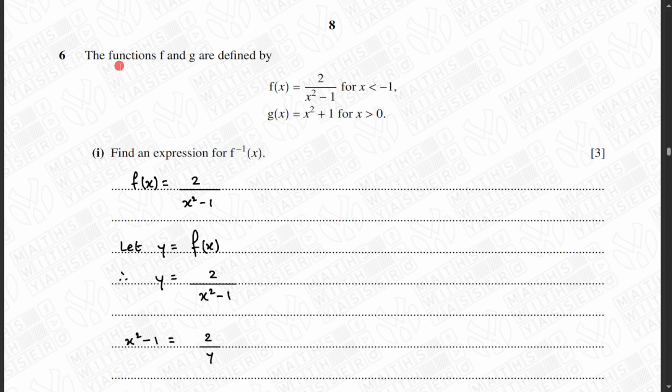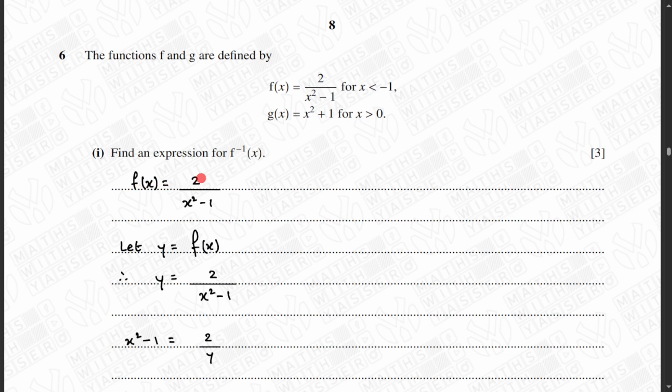Question number 6. The functions f and g are defined by f of x is equal to 2 over x squared minus 1 for x is less than minus 1, and g of x is x squared plus 1 for x is greater than 0. For the first part of the question, we need to find the expression for f inverse of x.